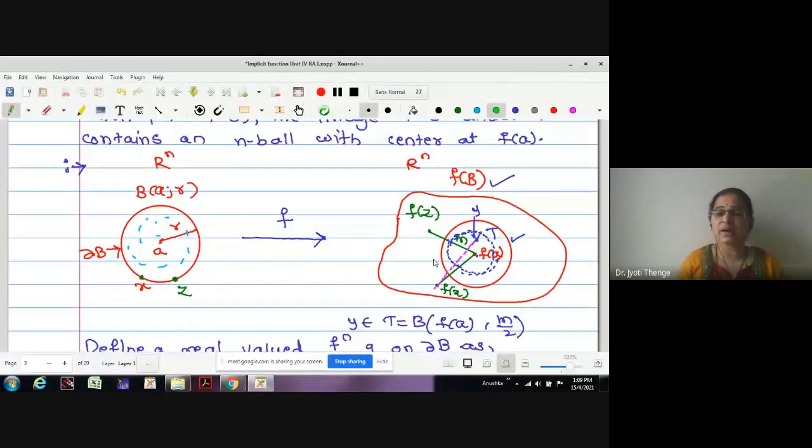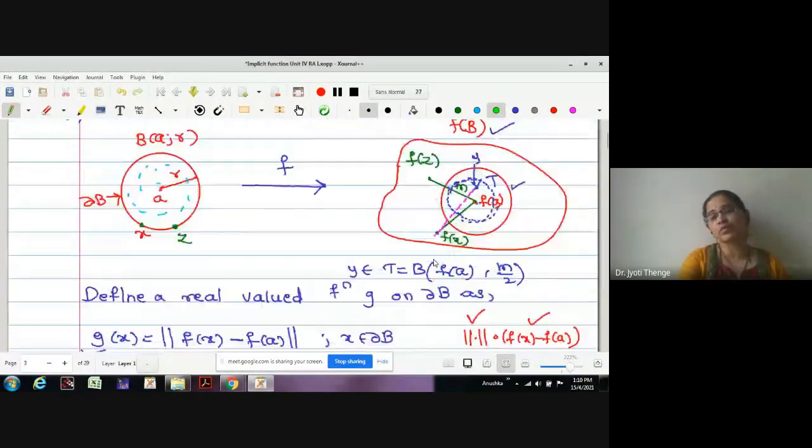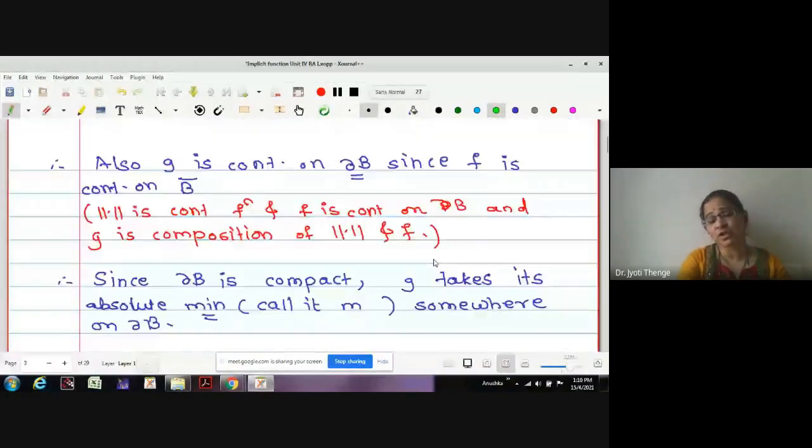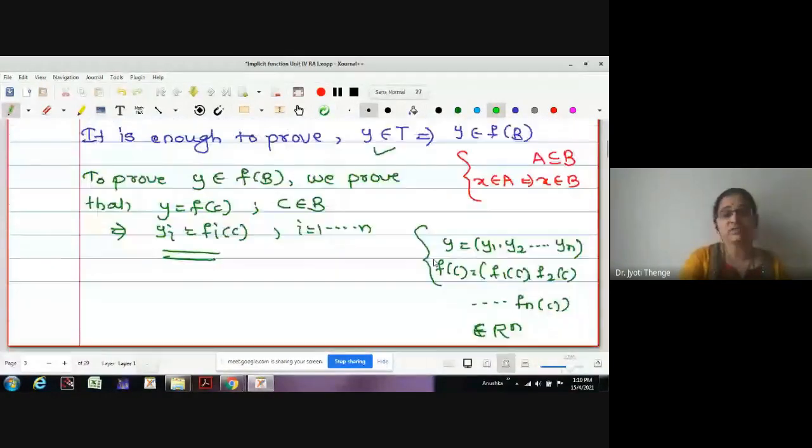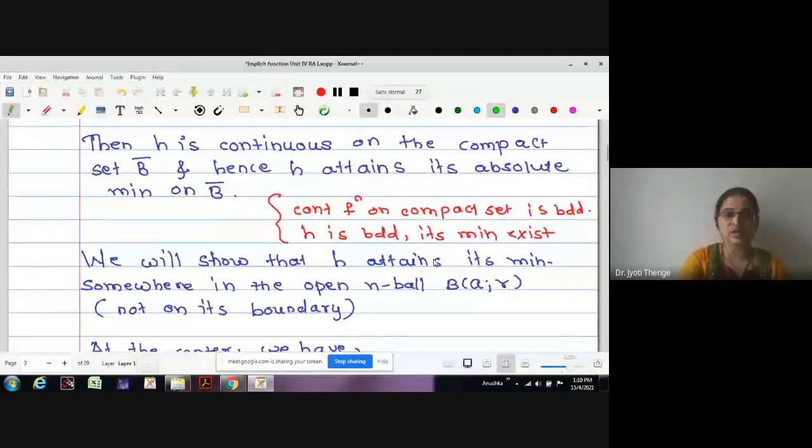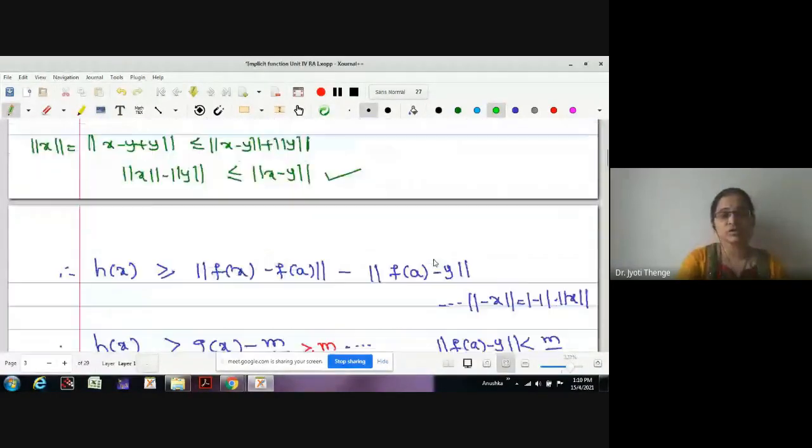If h assumes its minima, h square also assumes its minima. We have taken h square because h is the distance between f of x and y, and if we write this function by the distance formula, it will be in under root format. Therefore, we have just taken the square function. If h is minimum at the point c in the domain B, then h square will also be minimum at the same point c. Therefore, h square assumes its minima at the point c. If h square assumes its minima at the point c, then all first order partial derivatives are 0. From here onwards, we have written everything.